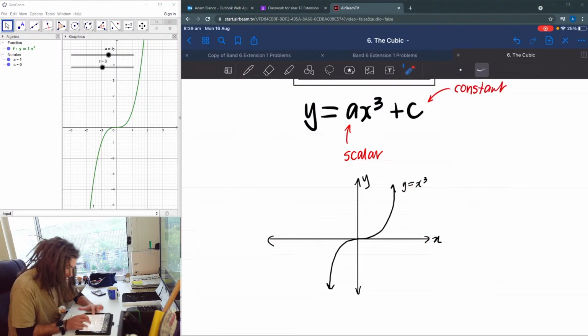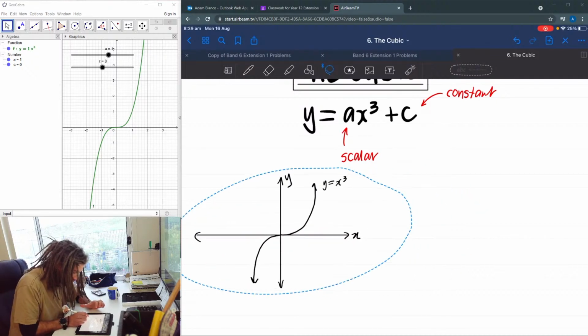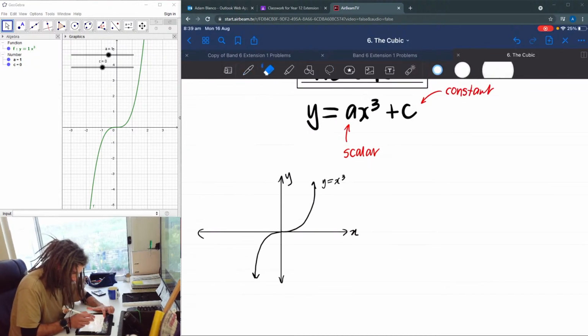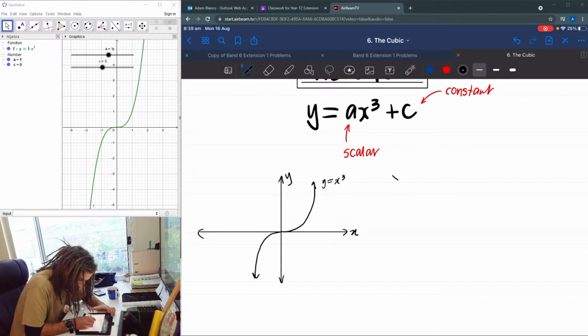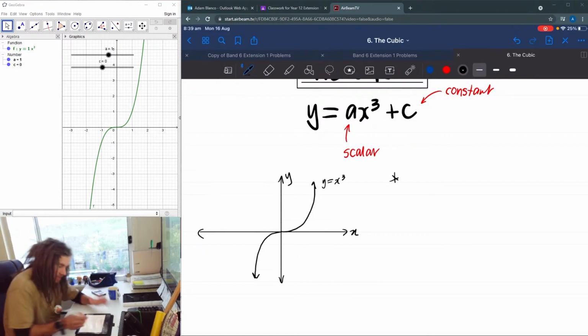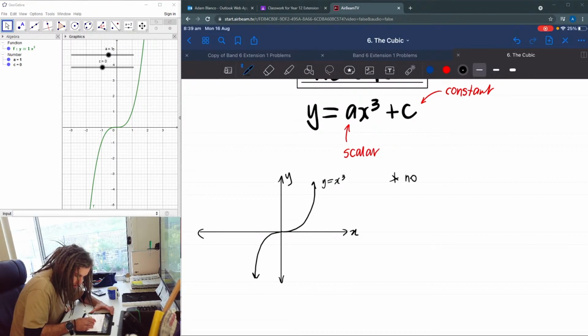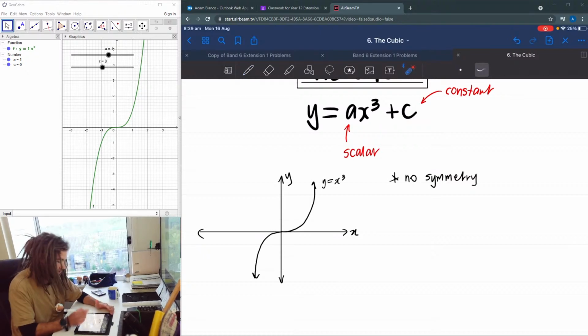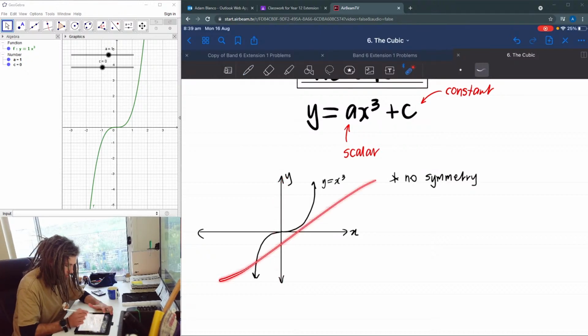So there's a couple of things I want to write about in terms of what a cubic actually is. Let me draw some dot points. The first thing is that it has no symmetry. So remember with the parabola where you were asked to find the axis of symmetry? Well, obviously this doesn't have any symmetry. I can't draw a line across it.